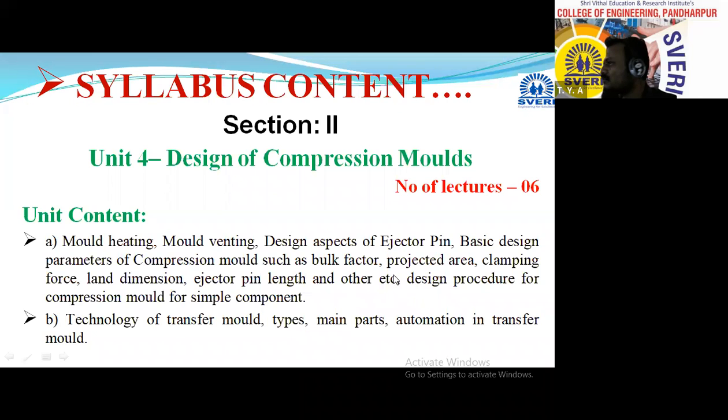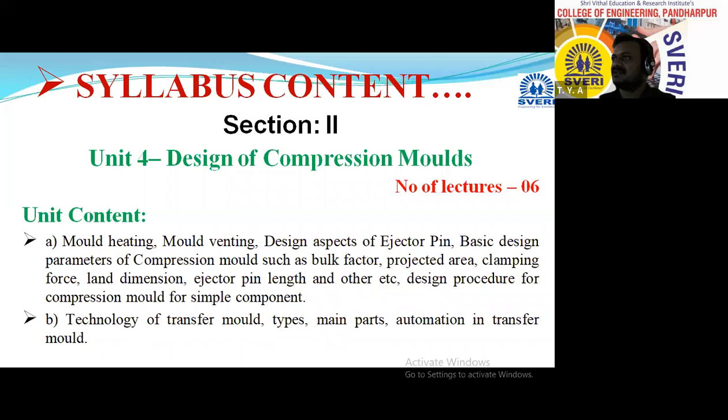Two times I will teach you, in theory and in practicals also. In practical and in theory we will discuss it by taking one reference component, one practically or actually manufactured component, and how that compression mold is designed.